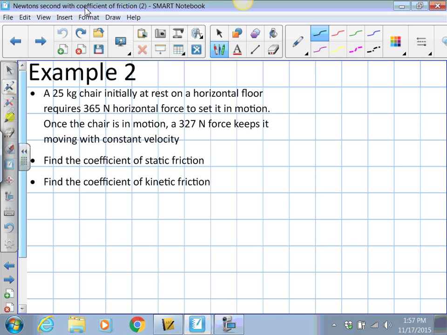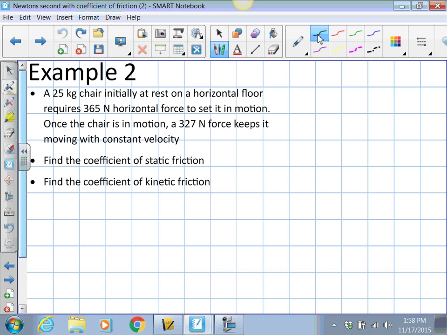We're going to begin with this problem, which is very similar to the one that we did on Friday at the end of class. We've got a 25 kilogram chair initially at rest on a horizontal floor. It requires 365 newtons horizontal force to set it in motion. Once the chair is in motion, it takes 327 newtons force to keep it moving with constant velocity. We want to find the coefficient of static friction.